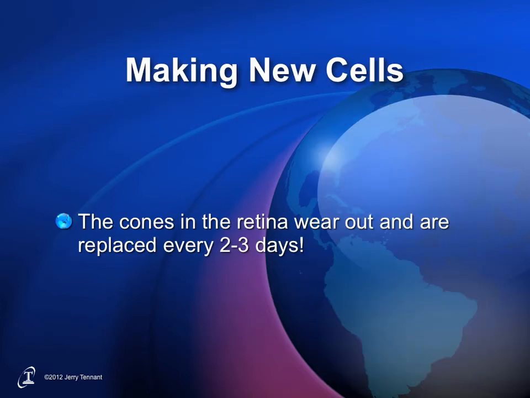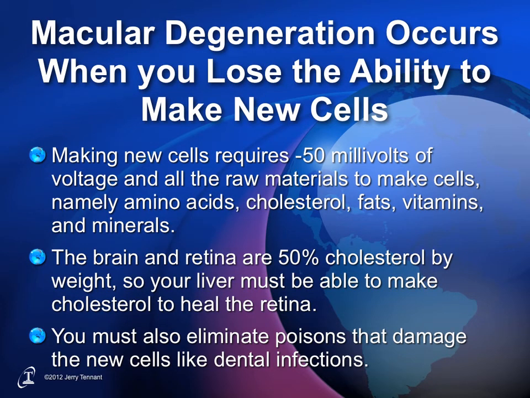So to make new cells, you have to realize that the cones in the retina wear out and are replaced every 2 to 3 days. Macular degeneration occurs when you lose the ability to make new cells. Let me say that again. Macular degeneration occurs when you lose the ability to make new cells.